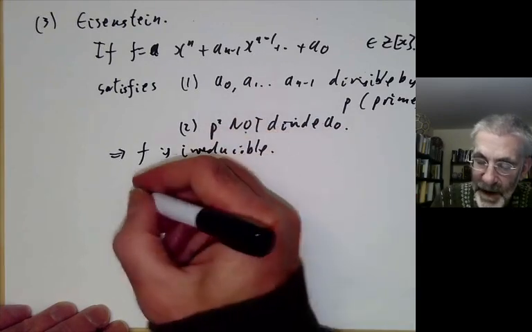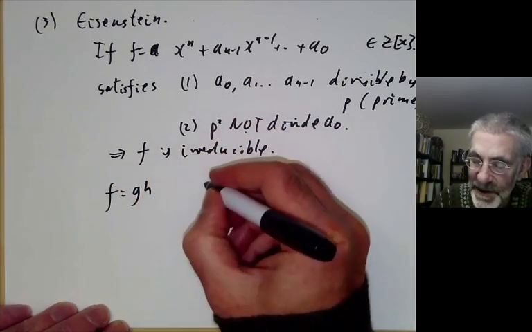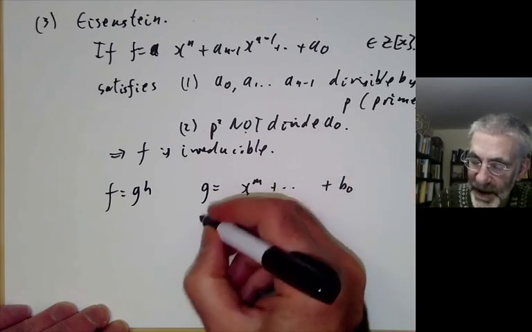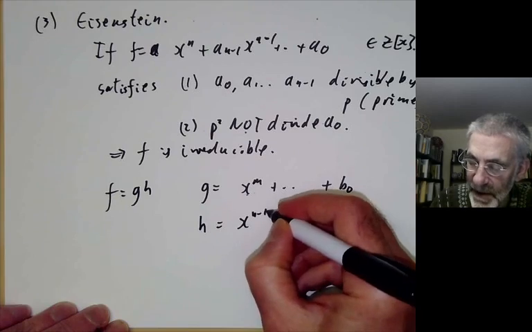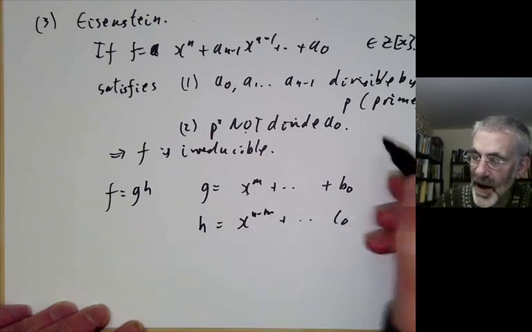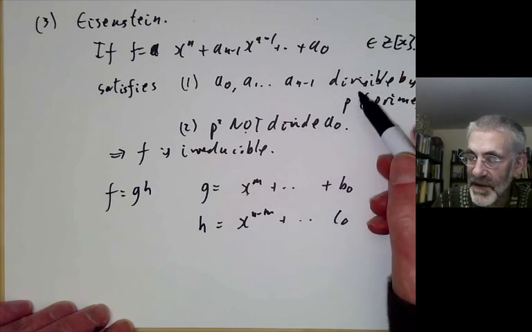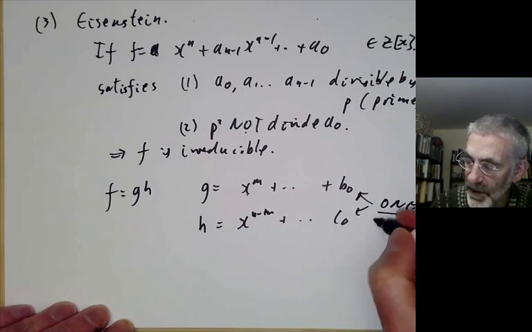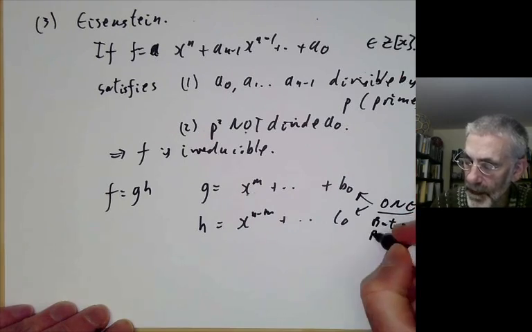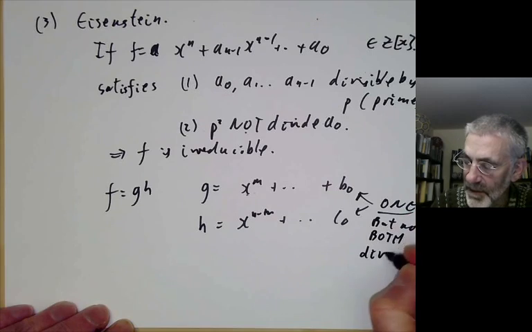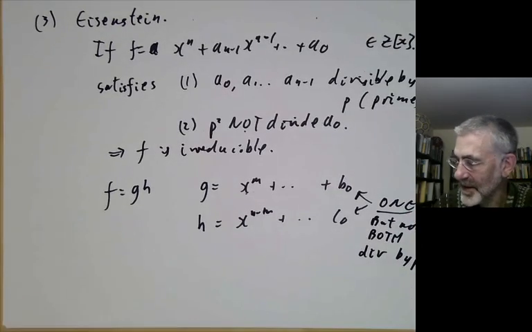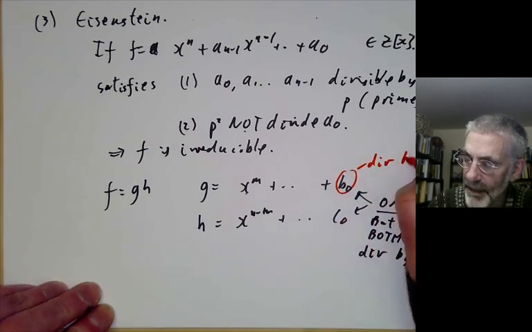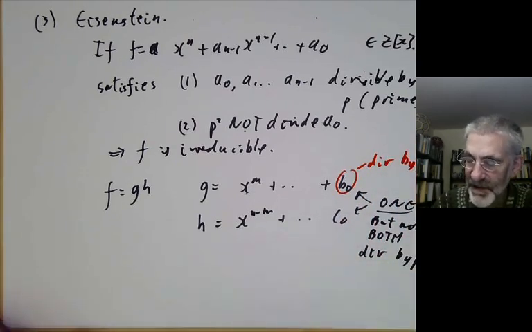So if f is equal to g times h, where g is equal to x to the m plus all the way up to b_0, and h is equal to x to the n minus m plus all the way up to c_0, then from the fact that a_0 is divisible by p but not p squared, we must have one but not both must be divisible by p. And we may as well assume that b_0 is divisible by p. So let's assume that b_0 is divisible by p.